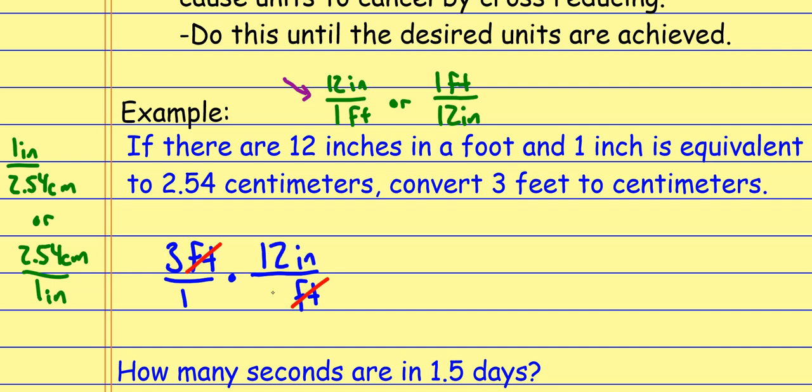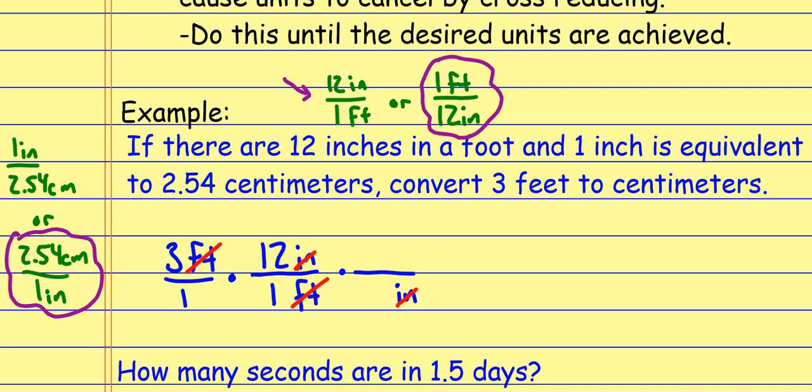12 inches goes to 1 foot. And what happens when the feet cancel, hopefully you can see that the only unit I have left is inches. But I need to ask myself, is inches the unit that I want? The answer is no, I want centimeters, so I need to cancel out those inches. So I need another fraction. To cancel out the inches, I need inches in the denominator so that I can cross-reduce. Now I need to find one of these ratios that has inches in the denominator. Notice there's two of them. There's this one right here, and then there's this one right here.